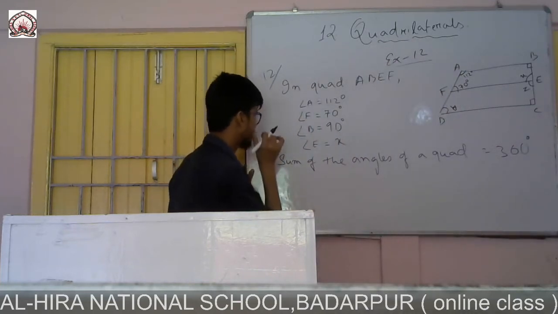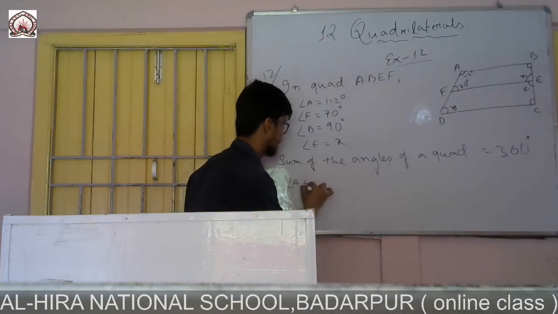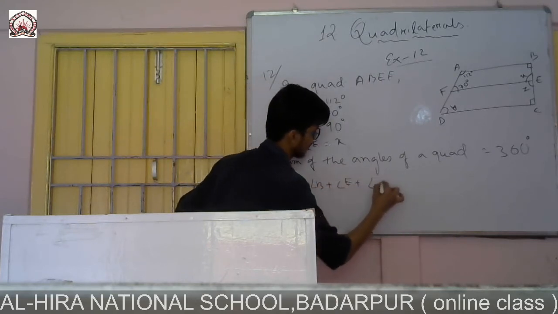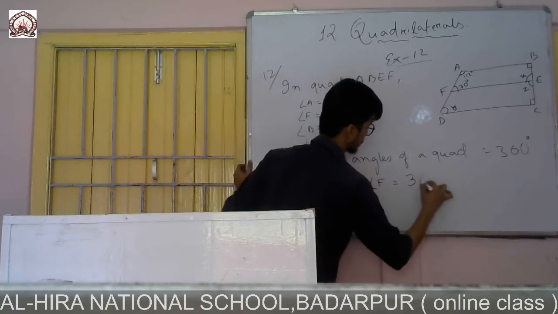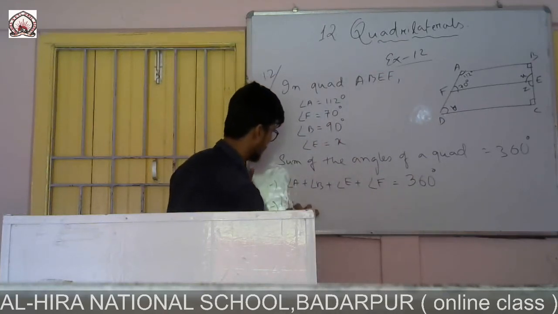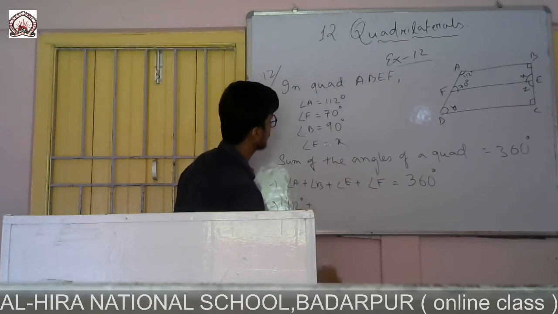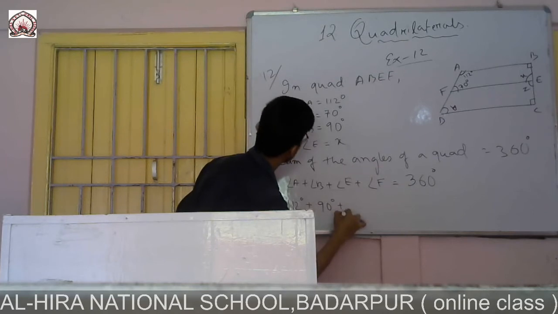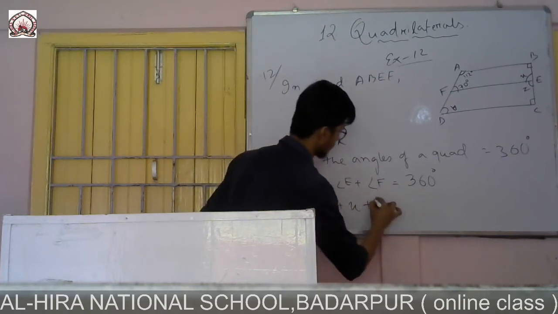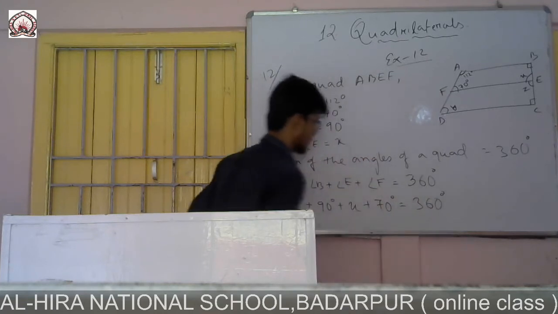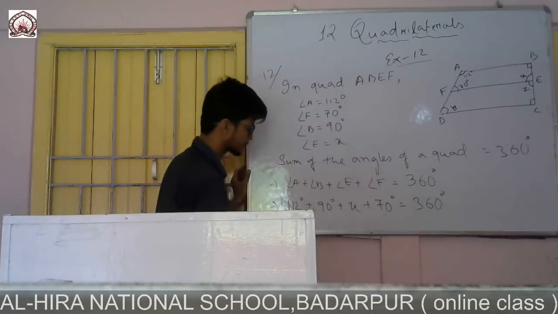Sum of the angles means angle A plus angle B plus angle E plus angle F, which is equals to 360 degree. Angle A is 112 degree, angle B is 90 degree, E is x, and F is 70 degree, which is equals to 360. So now I will solve this one.